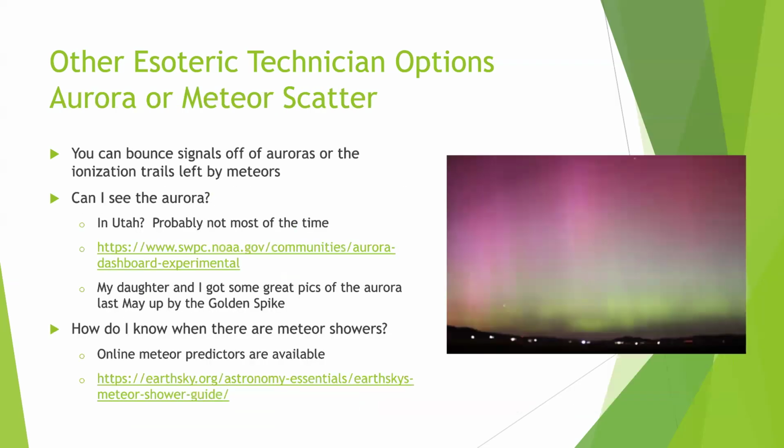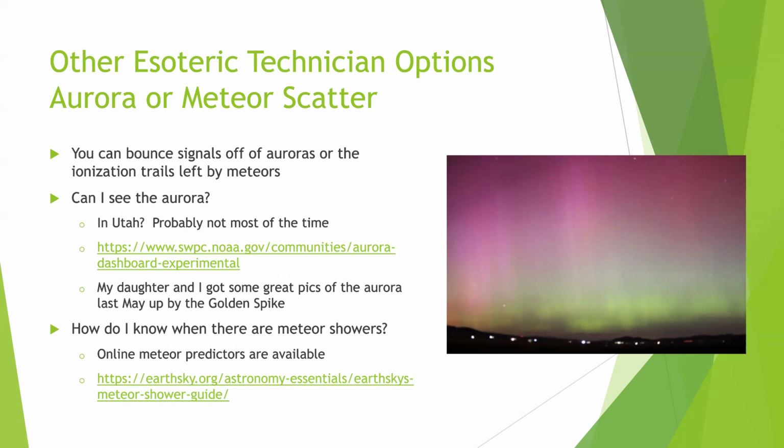All right. Another esoteric way to bounce signals is off of auroras or meteor scatter. And this is another one of those uses of the ionosphere and its particular characteristics to get signals to go places that they wouldn't normally want to go, right? Normally, if you beam something into space on VHF, it's just going to go into space. It's not coming back. But with aurora up in the area, it will actually bend your signal around and send it back down towards the Earth.